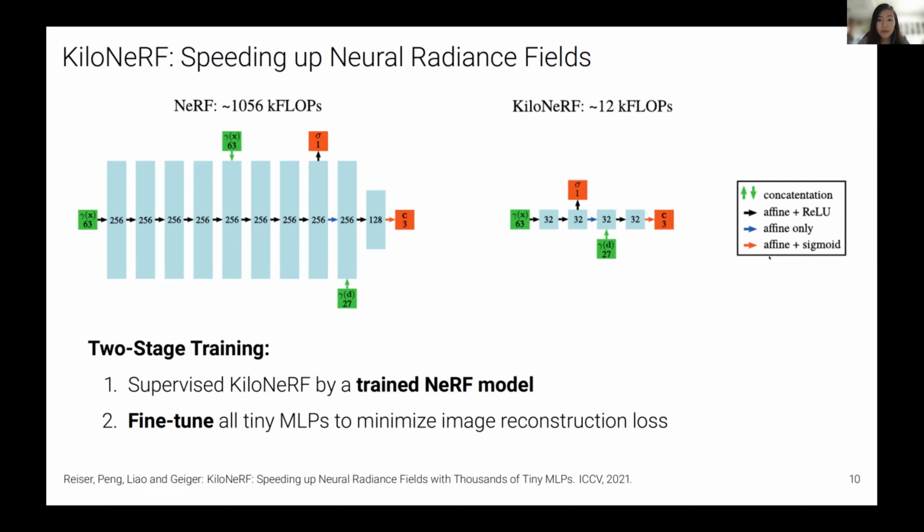The naive training of KiloNeRF leads to artifacts in the empty space. So we propose a two-stage training strategy for KiloNeRF. Firstly, we supervise KiloNeRF by a trained NeRF model, where we want to map KiloNeRF's output to NeRF's output. And in the second stage, we fine-tune all tiny MLPs to minimize the image reconstruction loss.